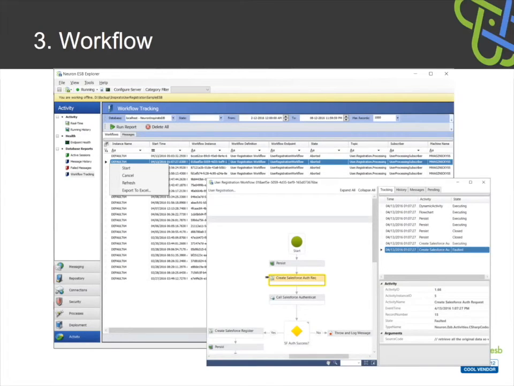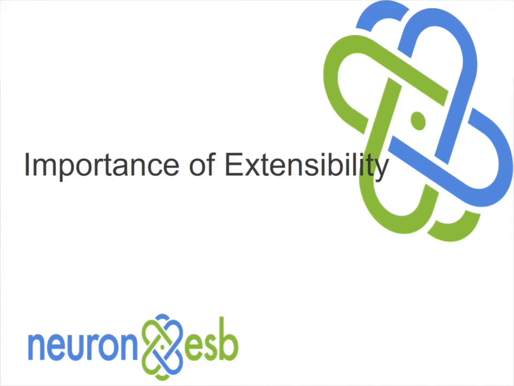So pretty powerful. We've spent a good deal of time now on what an ESB is, what it can provide, as well as some of the interesting scenarios using the out-of-the-box service and adapter capabilities. So let's spend some time on extensibility. And this is kind of important for us, especially being built on the Microsoft platform. And it's a differentiator for Neuron ESB.